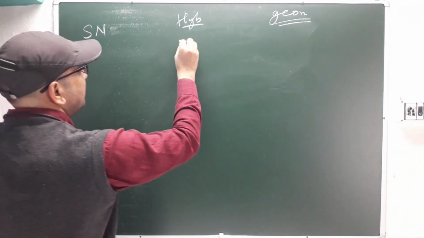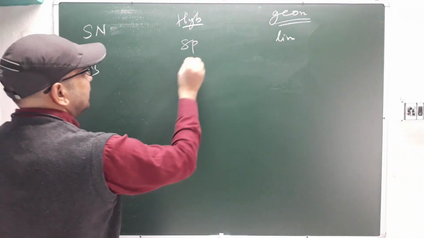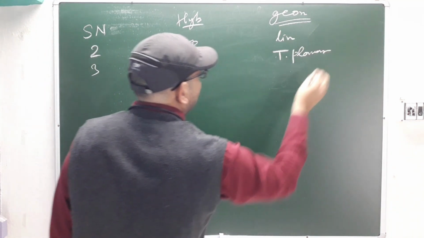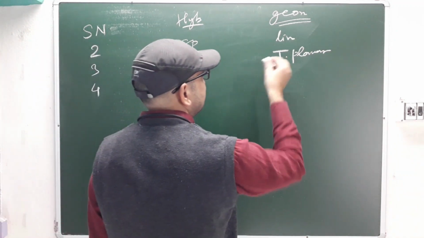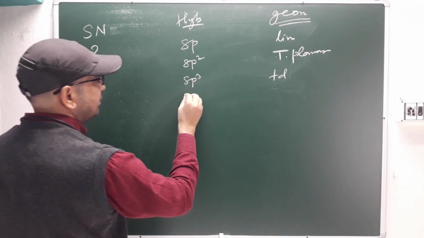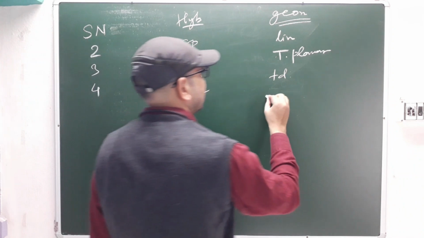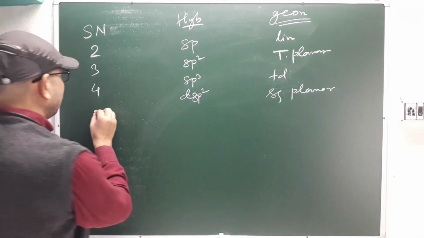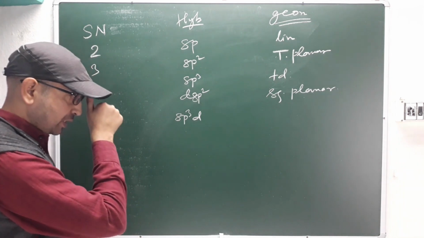So steric number 2: hybridization will be sp and geometry will be linear. If it is 3, it will be sp2 and geometry will be trigonal planar. If it is 4, then it will be sp3 and the geometry will be tetrahedral. One more thing: if it is 4, it can also be dsp2, and in that dsp2 it will be square planar, correct? Now if steric number is 5, you are getting sp3d.